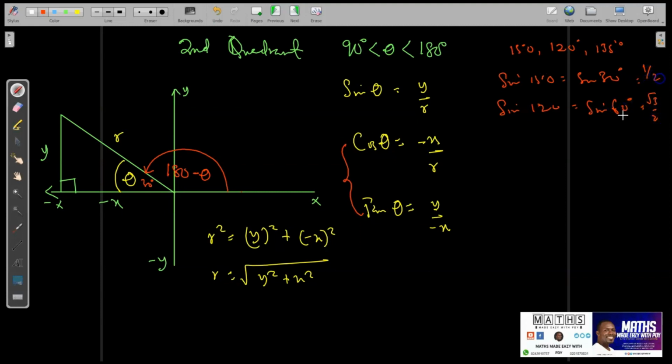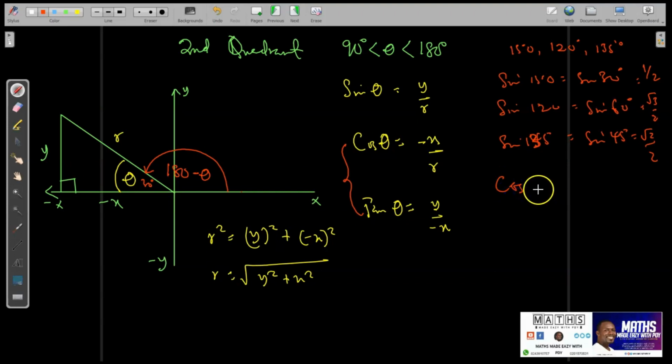Sine of 135 degrees is root 2 on 2. It is the same as sine of 45 degrees, which is root 2 on 2. All of them are positive. But let us see something here.